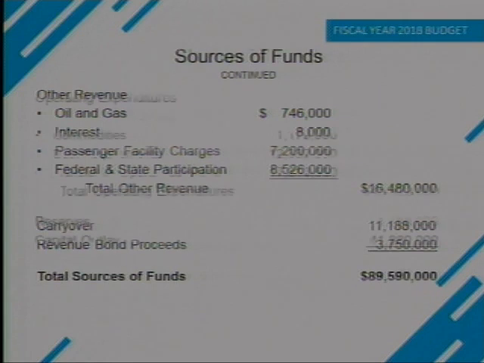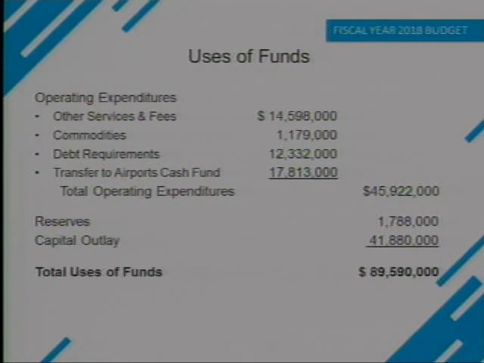$89,590,000. In balancing the budget with our uses of funds, we have other services and fees of $14,598,000. This is mainly comprised of a lot of our major contracts with our parking management contract, our janitorial services contract, firefighting contract, and supplemental security contract, as well as many other services.